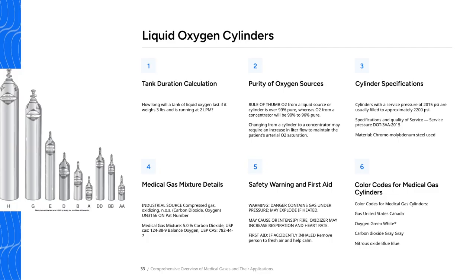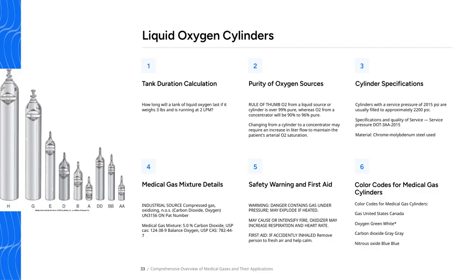In case of accidental inhalation, the first aid is straightforward. Immediately move the person to fresh air and help them stay calm. Safety always comes first. Regarding the cylinders themselves, they are often filled to a service pressure of around 2200 psi, even though the rated service pressure is 2015 psi. The cylinders are made from chrome molybdenum steel, ensuring durability and safety.